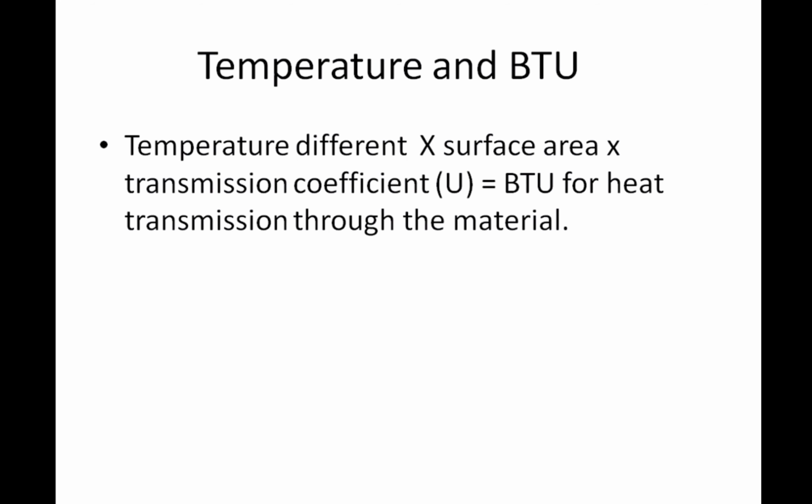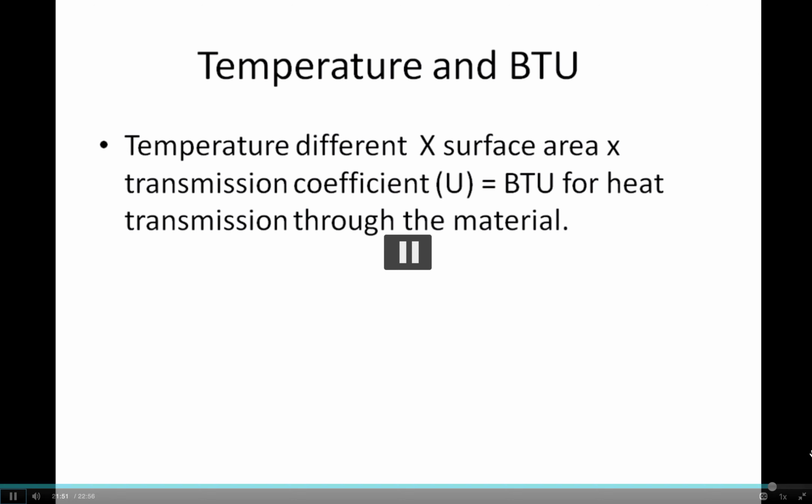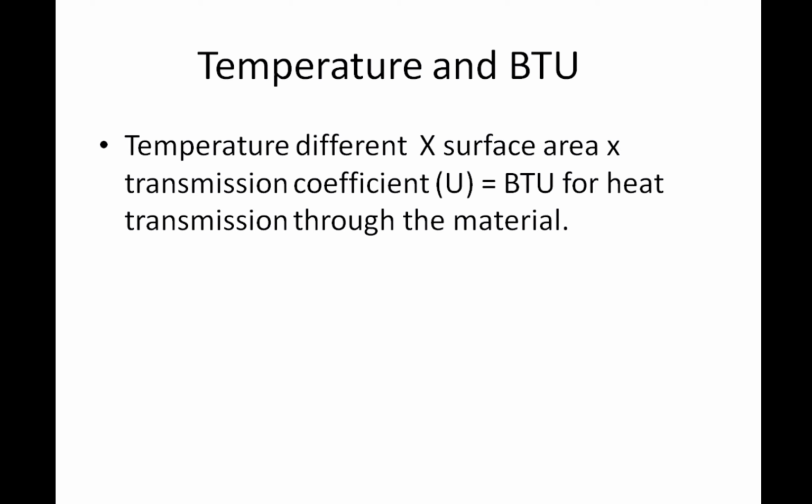One calculation I'd like to run through with you here is for temperatures and BTUs. If you're trying to find the BTU for heat transmission through the glass, through the material, it's basically the temperature differential, the difference in temperature between outside and inside, times the surface area you're trying to calculate it for, times whatever the coefficient of the material is. The following slides have the charts for the coefficients of materials of the various glasses, windows, and spacings. So you just pluck that number off that chart. That should help you out during the homework.